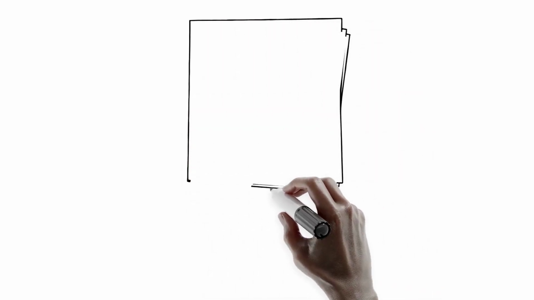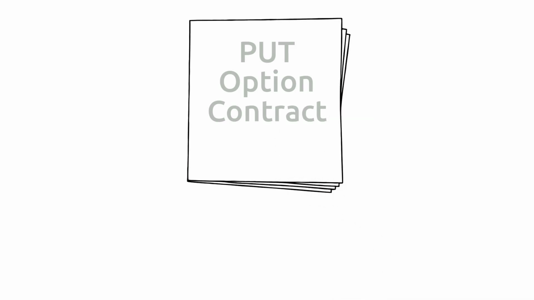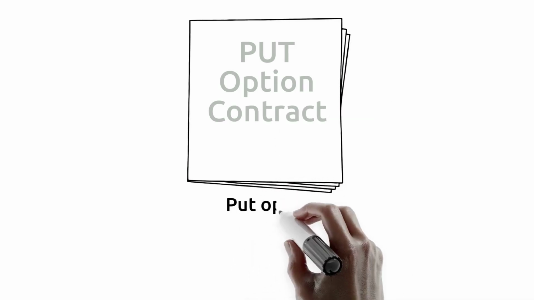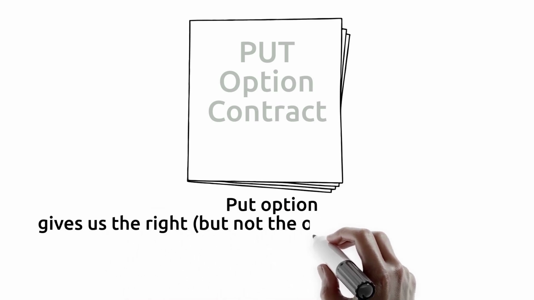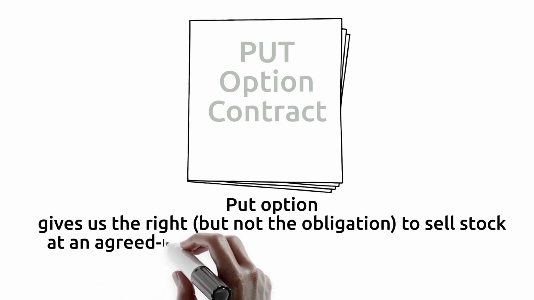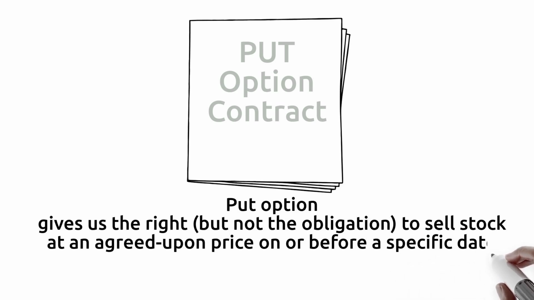Just like our first example of buying car insurance to protect a new vehicle, we can also buy insurance to protect our investment. We do this by purchasing an option contract. In this example, we would buy a put option. Remember, buying a put option gives us the right, but not the obligation, to sell stock at an agreed-upon price on or before a specific date.